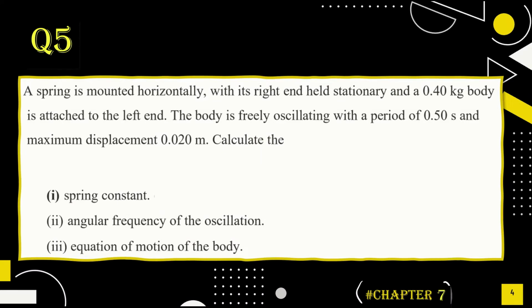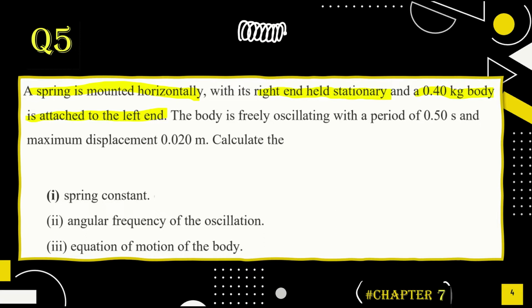So let us understand the question first. A spring is mounted horizontally. So we have a horizontal spring, with its right end held stationary, and a 0.4 kilogram body is attached to the left end. Make sure we always draw the situation so that it will help us to solve the question.